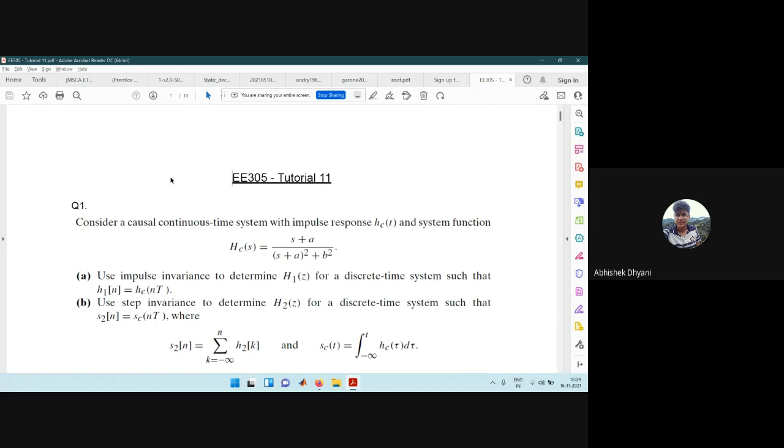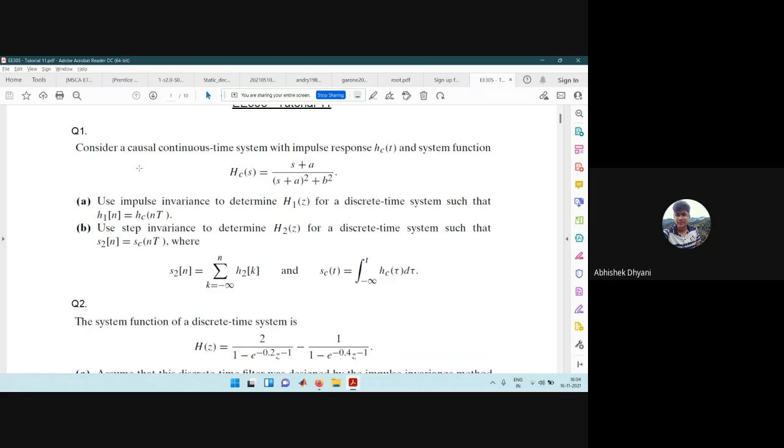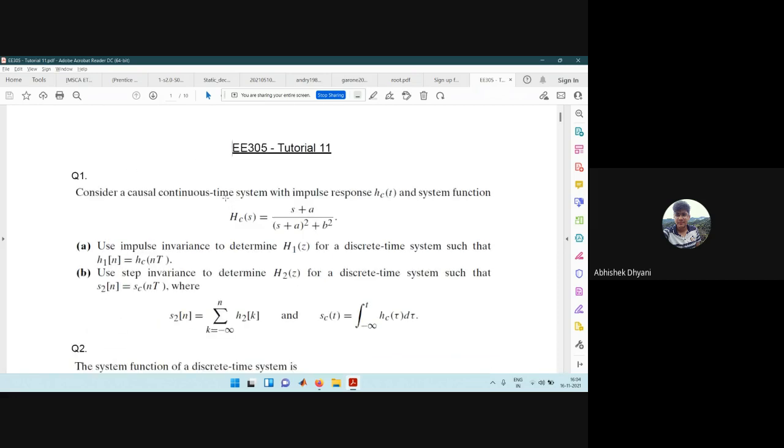So let me start with question number one. We have this continuous time impulse response, and the system function corresponding to the impulse response. Whenever we have an impulse response in continuous time like this, I take its Laplace transform and I have got this capital HC(s). Now the first part of the first question says that we have to use impulse invariance to determine H1(z) for a discrete time system such that h1[n] is equal to hc(nT).